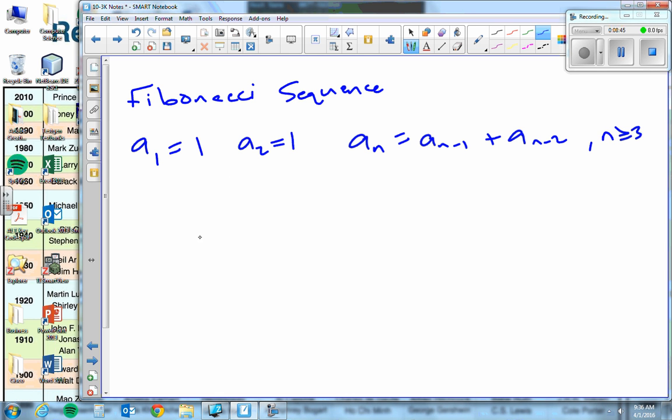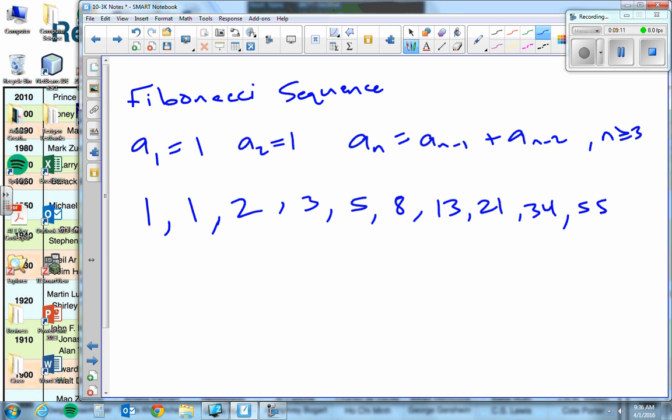Okay? And so if I want to write out the sequence, I start with 1, followed by 1, because it said so, followed by what? Because the previous 2 terms add up to 2. And then 1 plus 2 is 3. Then 21, 34, 55, and on and on, 89, and it goes on forever. And that's the Fibonacci sequence, which is important because it comes from nature.